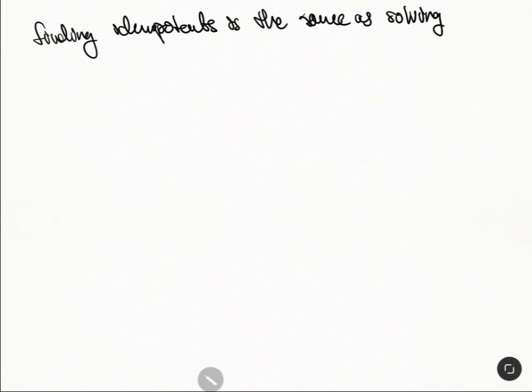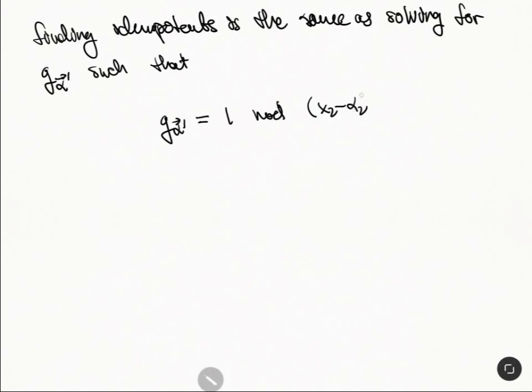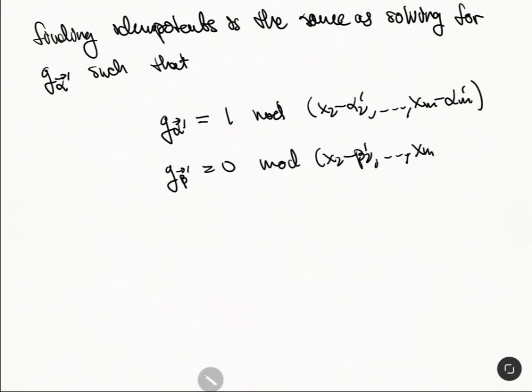So we want to find G. Solving for, let's say, G. We'll do it with G(alpha prime), such that G(alpha prime) is congruent to 1 modulo the ideal (x2 minus alpha 2 prime, ..., xm minus alpha m prime), and let's say G(beta prime) is equal to 0 modulo (x2 minus beta 2 prime, ..., xm minus beta m prime).